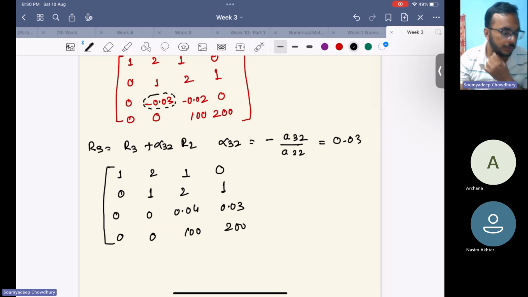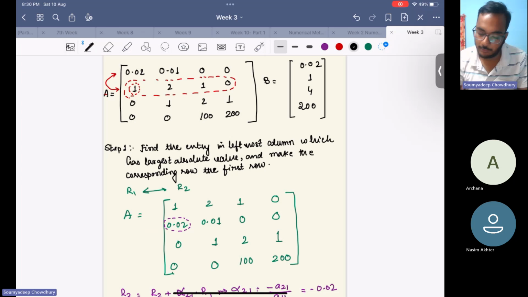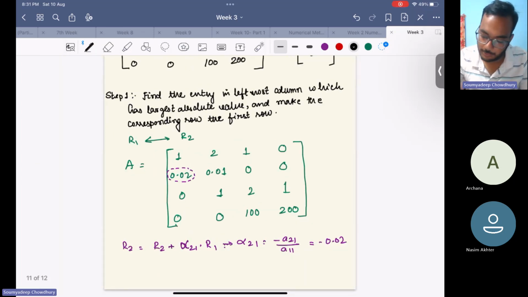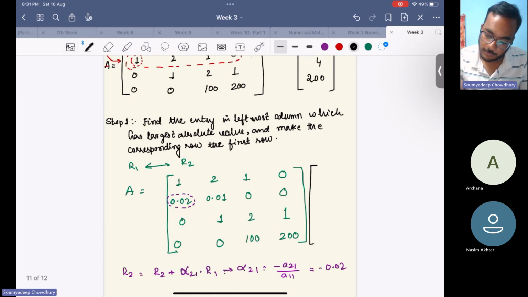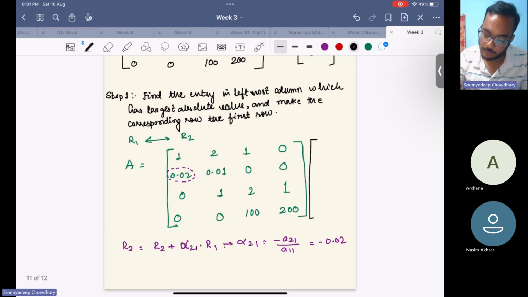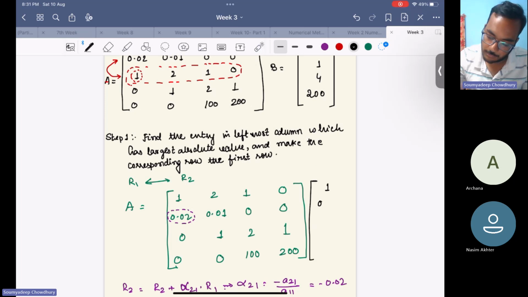Okay, so parallelly we have to do this for the right hand side vector also, which I did not do. Sorry, we'll do it here. What was it? 0.02, 1, 4, 200, right? So we exchanged R1 and R2. So it will be 1, 0.02, 400.